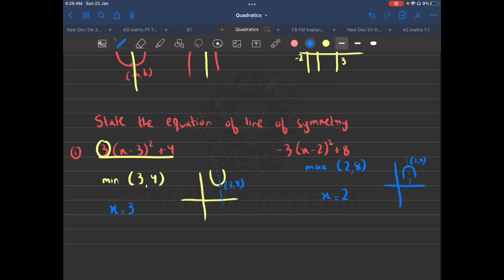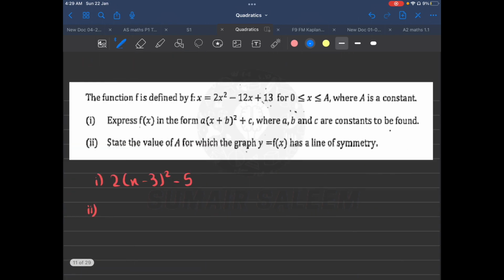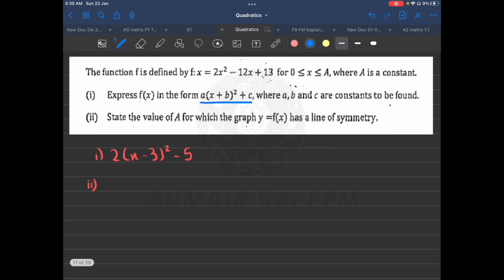Now I'm going to show you the question where the majority of students got confused. Let's do that. So here, this is the question given to us. The first part says, write it in this form, which I've already done. Now it's a minimum curve with the turning point 3 comma minus 5, which will lie somewhat here.